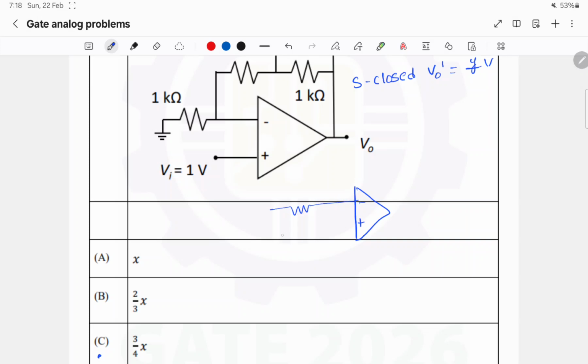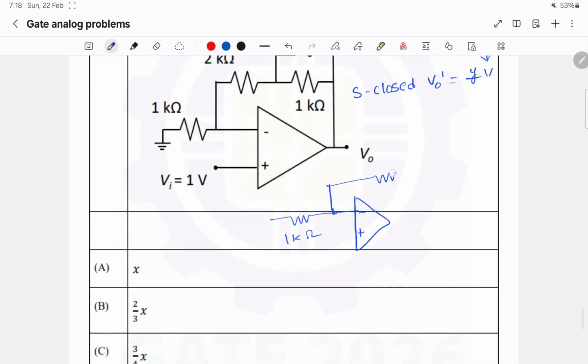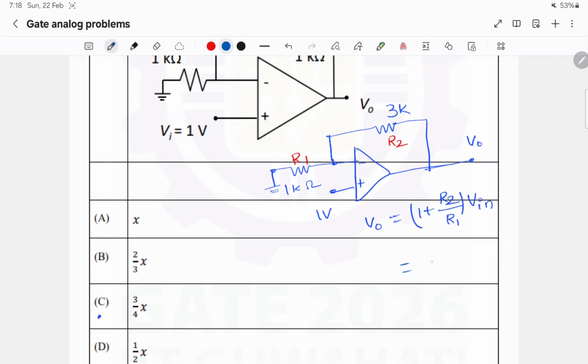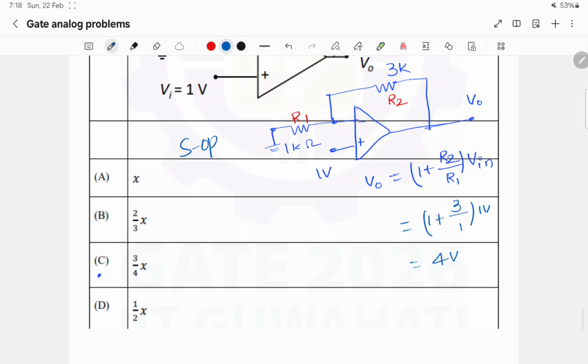Minus, 1 kilo ohm, 3k, and the input is 1 volt. We know that this is a simple non-inverting amplifier and the gain of this is 1 plus R2 by R1 times Vin. Here R2 is 3k, R1 is 1k. So the output voltage is 1 plus 3 by 1 into 1 volt, that is 4 volts. This is when the switch is open.